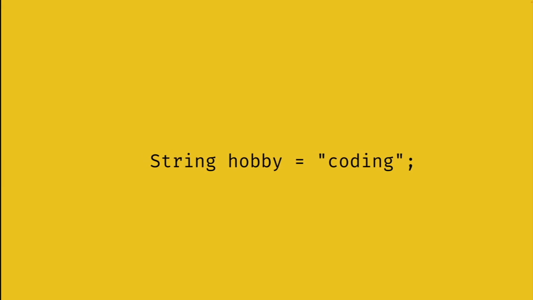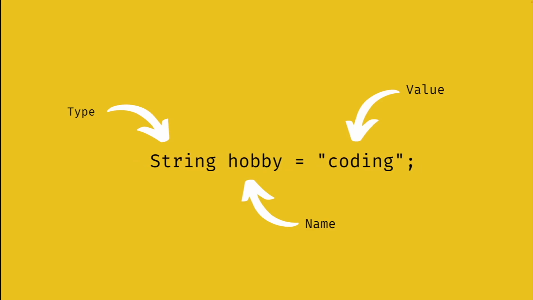And here's another example. String hobby equals "coding". String is the type. This is the type for text values. hobby is the name of the variable. And coding is the value of the variable.